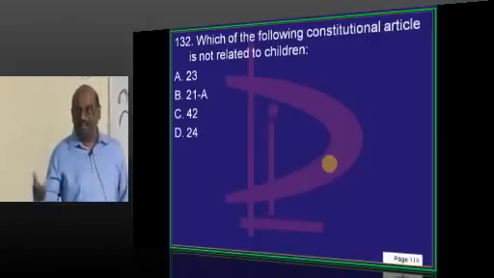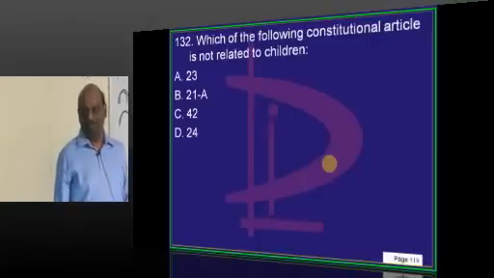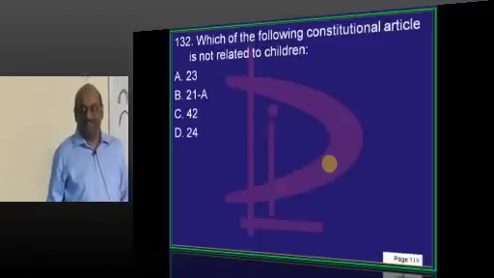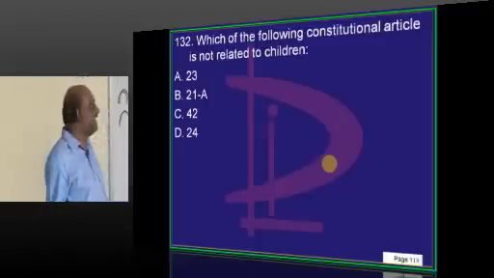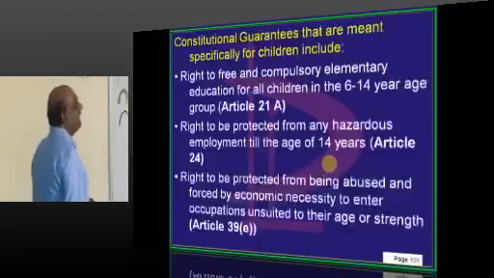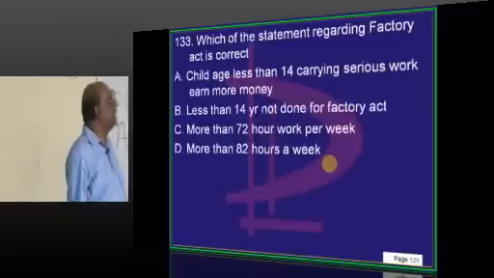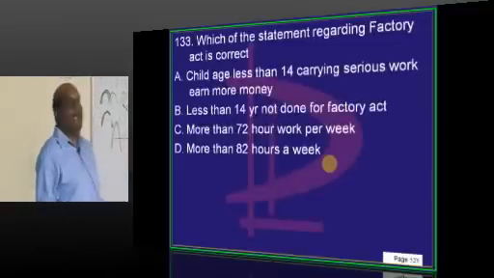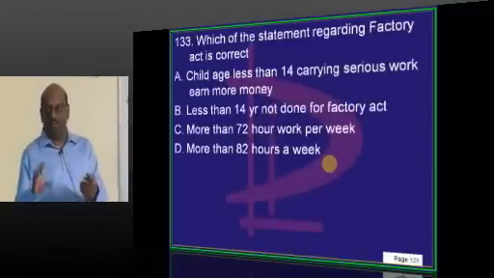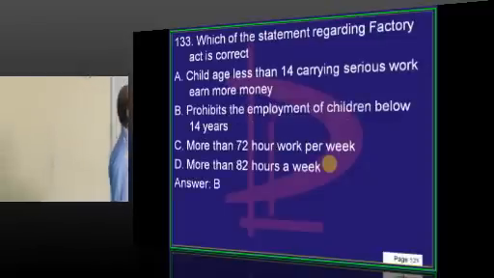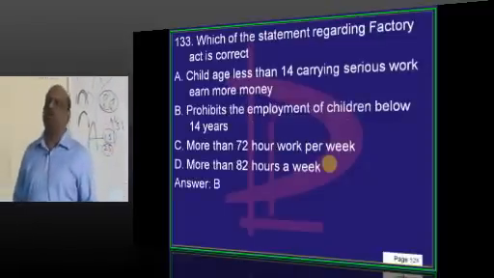Where do you find the article on child labor? We ourselves are child labor as house surgeons, right? So we should know what articles protect us. So I leave the literature. Now in the Factory Act, below 14 you cannot engage someone under the Factory Act. It prohibits the employment of children below 14.